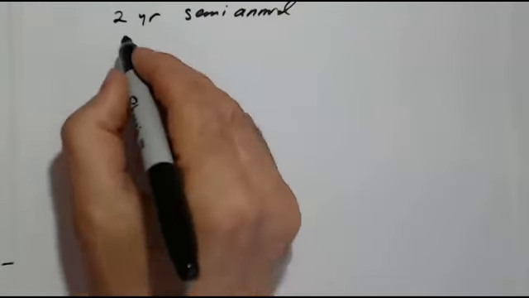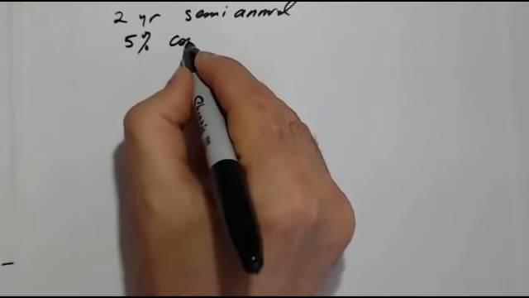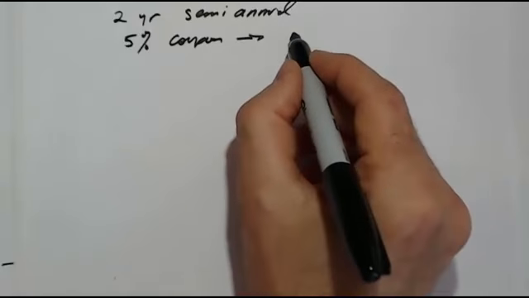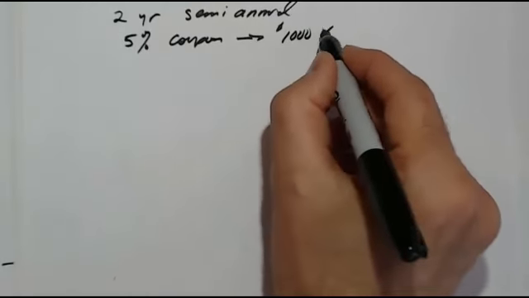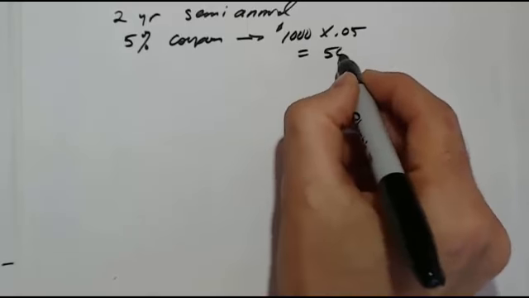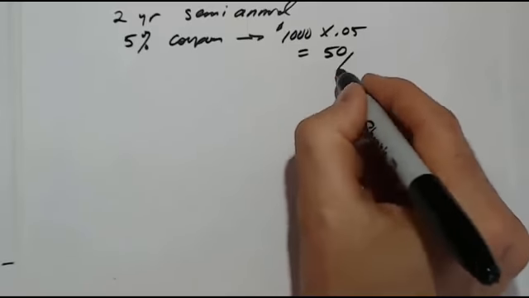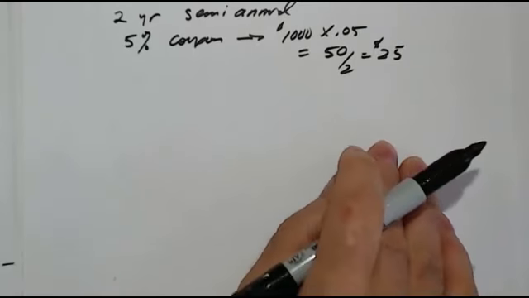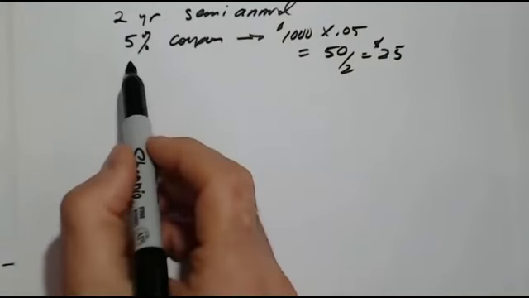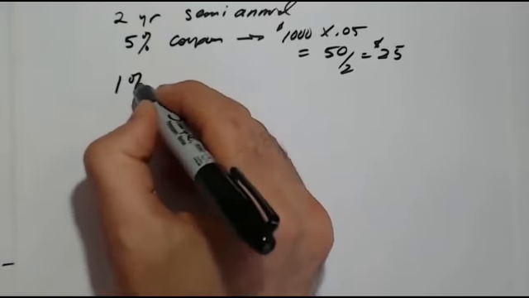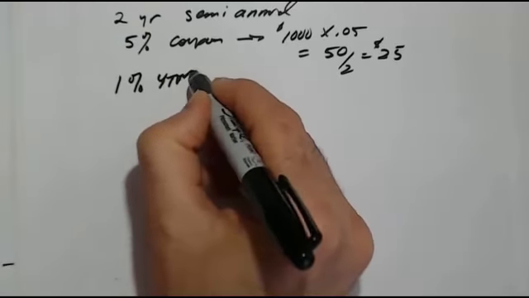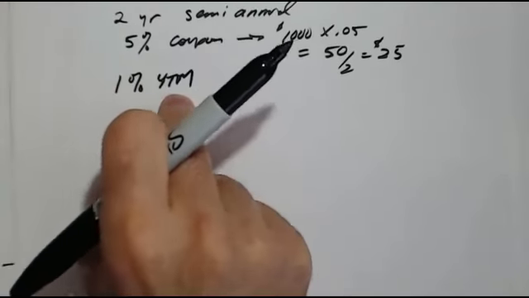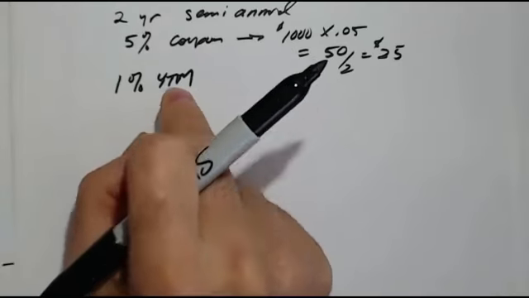Two-year semi-annual bond. Let's say the coupon is 5%. And so when the coupon is 5%, that implies that $1,000 times 5%, the annual coupon, is $50. Chop it in half, it's $25 per every 6-month period. Okay, so coupon, like I said before, is always on an annual basis. Let's assume a 1% yield to maturity. And the 1% implies that it's an annual rate when you see a yield to maturity here.